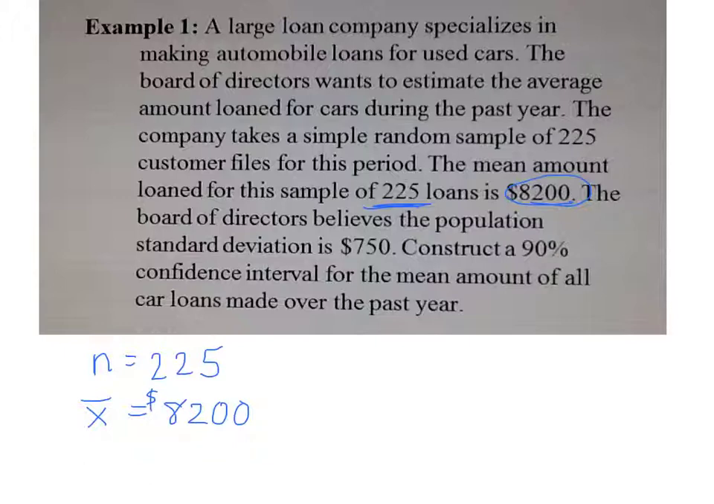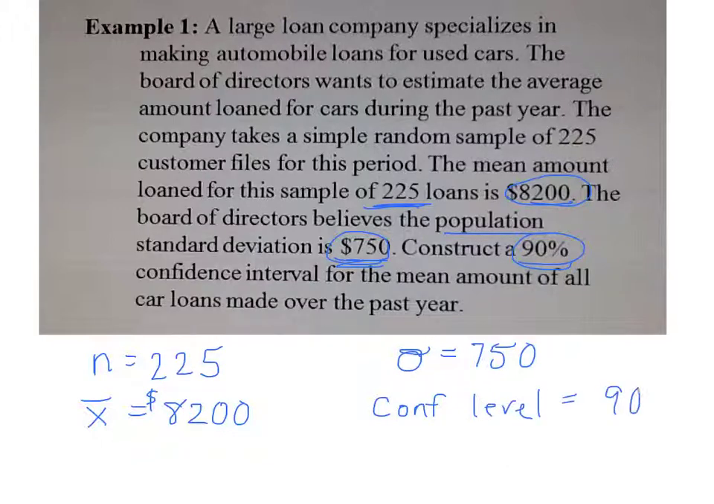The Board of Directors believes the population standard deviation is $750. So this is given from past information. That 750, they say that's the population standard deviation. So that sigma is going to be equal to $750. And then the last thing that they tell us is to construct a 90% confidence interval. So our confidence level is equal to 90%.